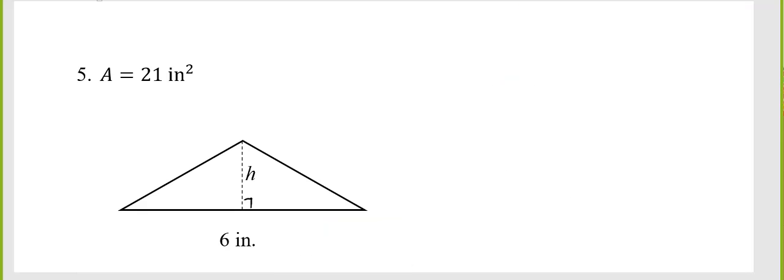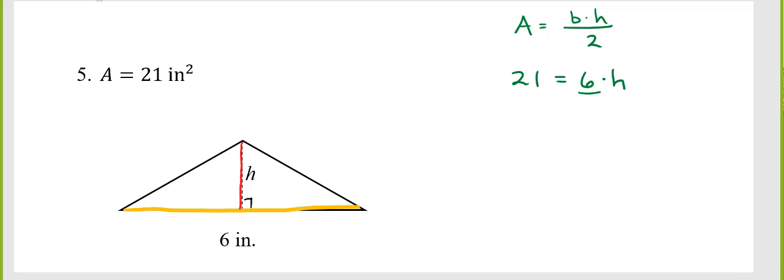For number 5, if the area is 21 square inches, find the missing dimension. This is your base, which is 6 inches. It's wanting you to find the height. So I'm going to start with my formula for the area of a triangle. Area equals base times height over 2. I know that my area is 21 square inches. I know that my base is 6 inches. I don't know my height. And then I want to say divided by 2.